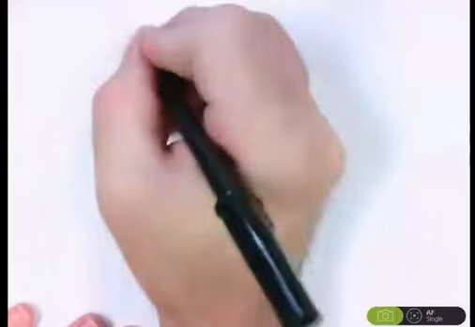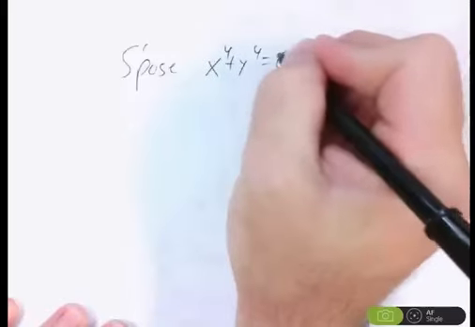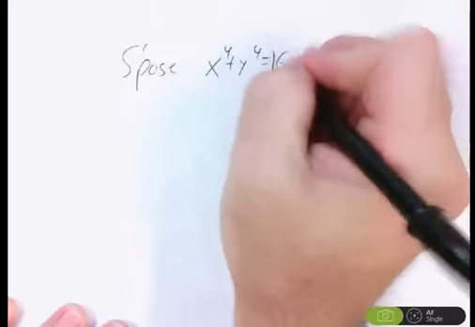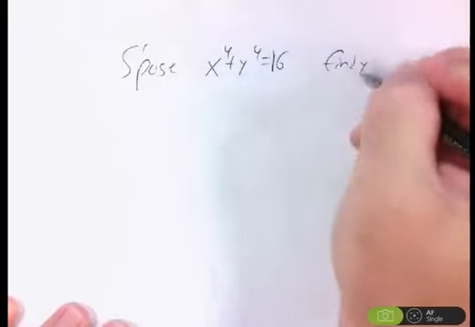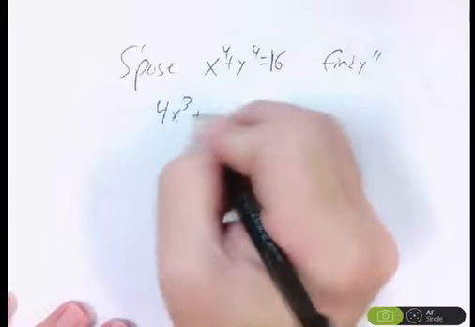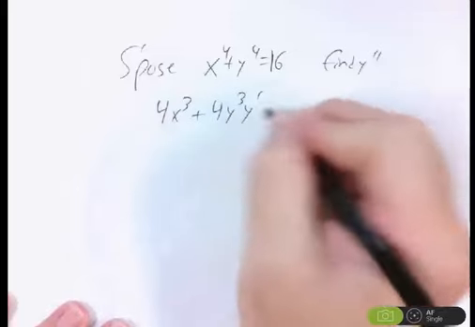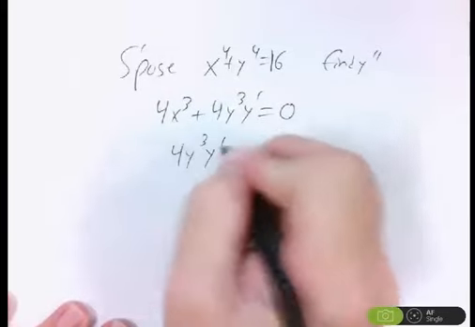All right, I think this is our last example, if I remember correctly. So suppose you have something like this. X to the fourth plus y to the fourth equals 16. And they want y double prime. All right, so this is totally implicit, right? You see the y is not all by itself, so we do our basic implicit. Solve for y prime like we did in the previous section. And then it gets interesting.